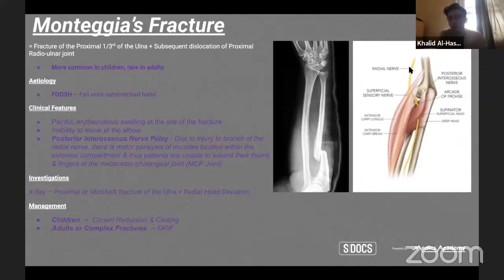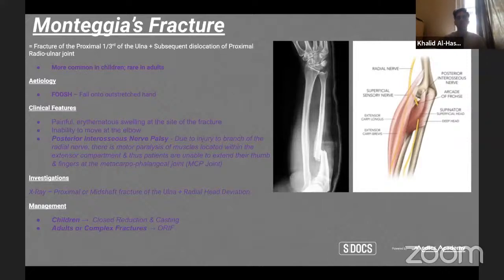You can see here that this is the radial nerve. The radial nerve tends to pass through the arcade of Frosch. The arcade of Frosch is formed by the nerve passing underneath the thickened heads of the supinator muscle within the extensor compartment. As mentioned, it is a motor nerve and it's responsible for motor innervation. Therefore, it usually results in paralysis of the muscles within the extensor compartment, and subsequently, we're not able to move our fingers or our thumb.